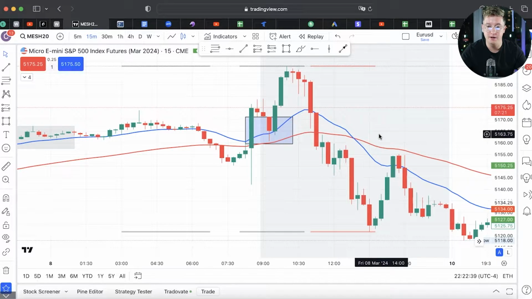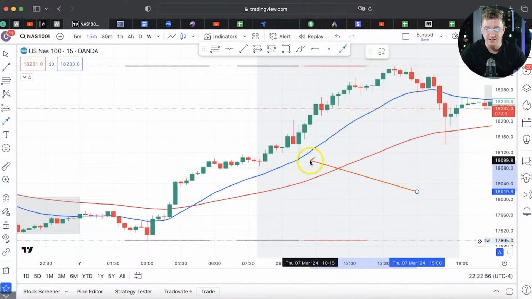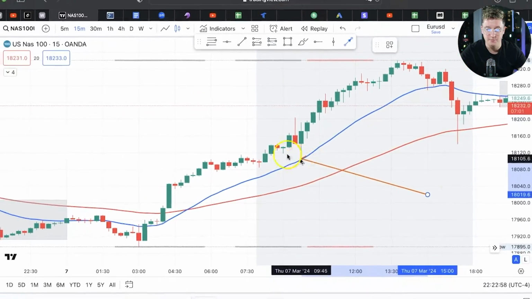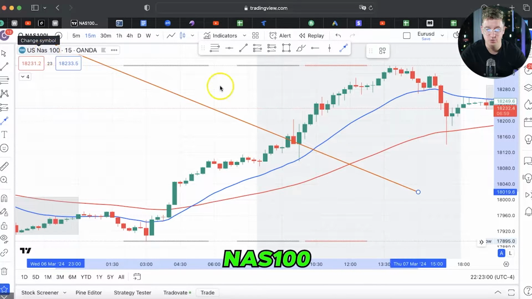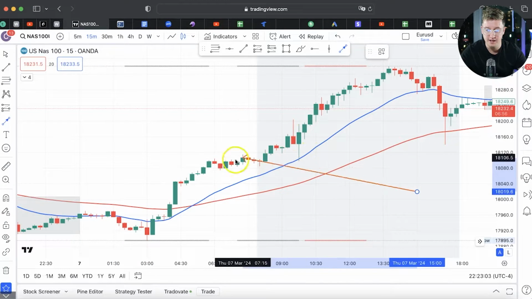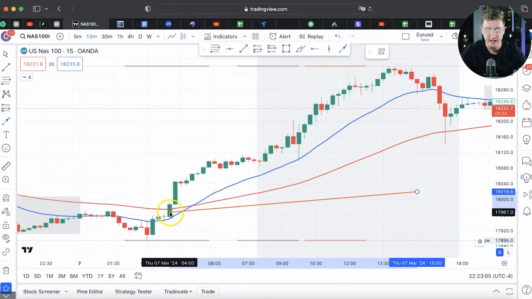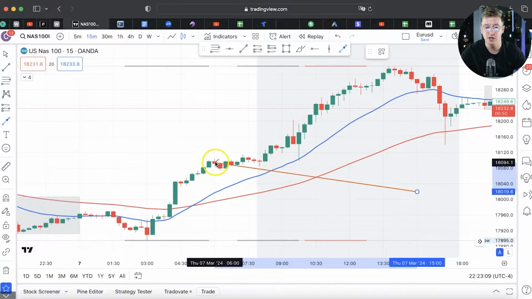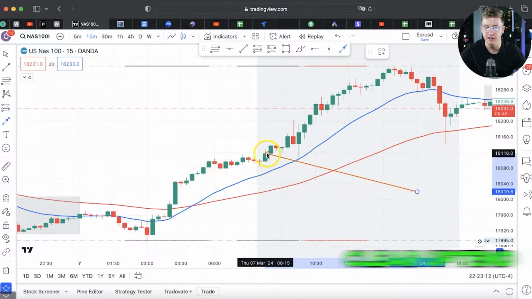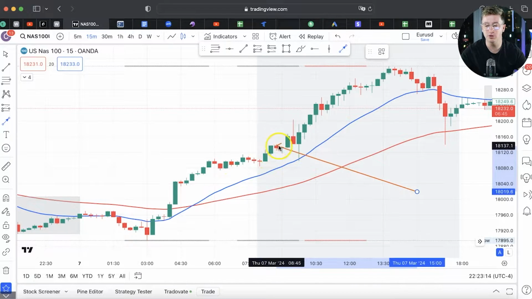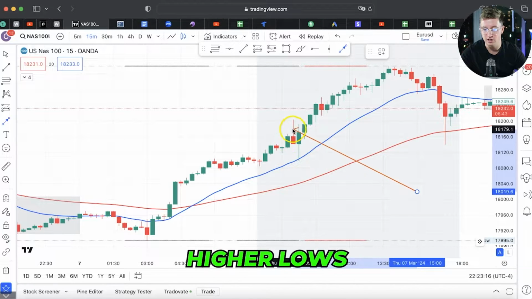Now let's go to another pair and see if we can find another setup with the 20 EMA. Check this out, guys. We have our 20 EMA. By the way, we are looking at NAS 100 right here. Look how price, the candles moved above the 20 EMA right here. They started to push up. It's just forming this really clear uptrend. These really small higher highs and higher lows, higher highs.